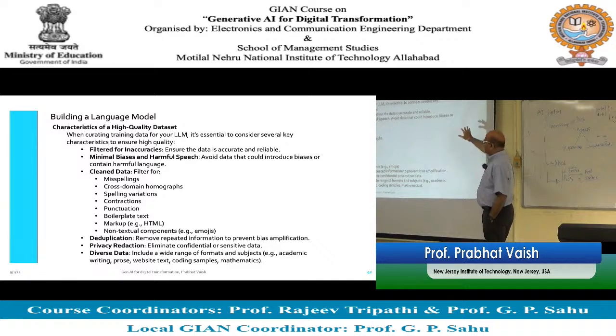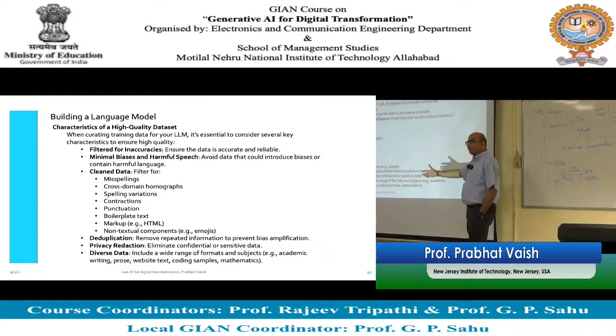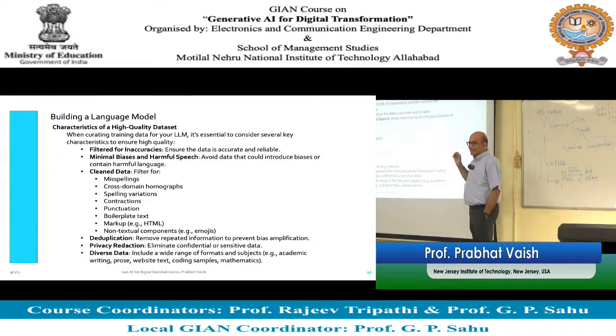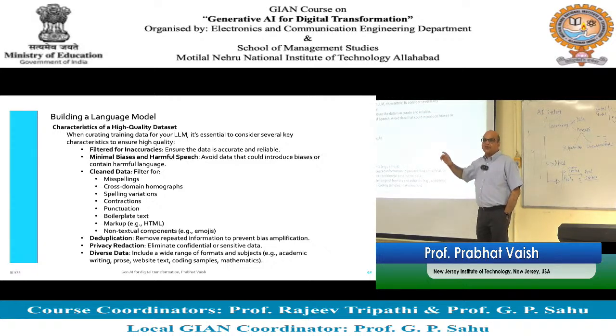Minimal bias and harmful speech, clean data: no misspelling, no cross-domain homographs, spelling variation, contraction, punctuation. Any of these things can make your model confused. And as I said earlier, you can't just fix the model a little bit. You have to stop and start the entire learning all over again, because we do not know which weight to tweak, which bias to tweak, to correct one spelling mistake. So if you have one spelling mistake and you want to correct it, you have to restart the whole thing again. So make sure the data is correct.